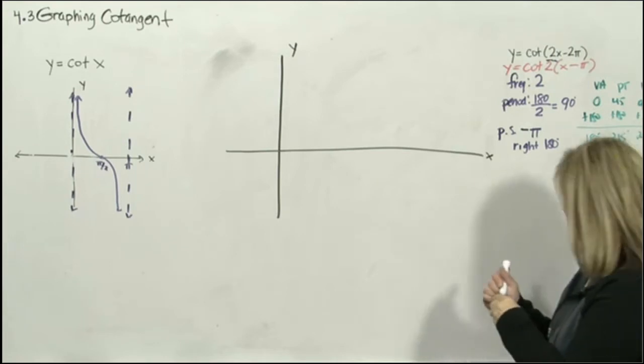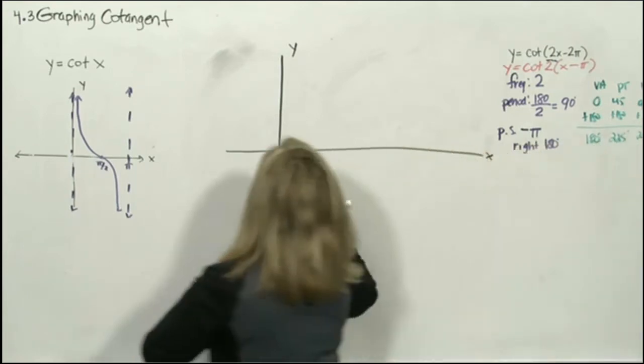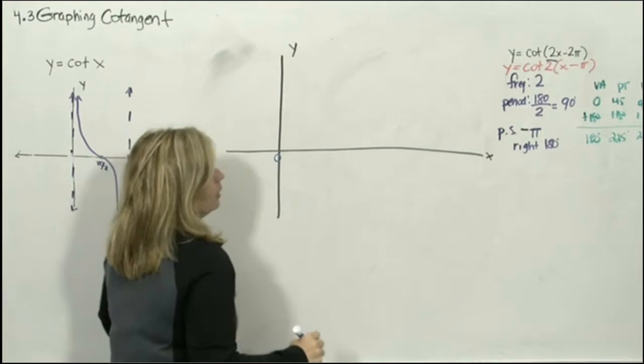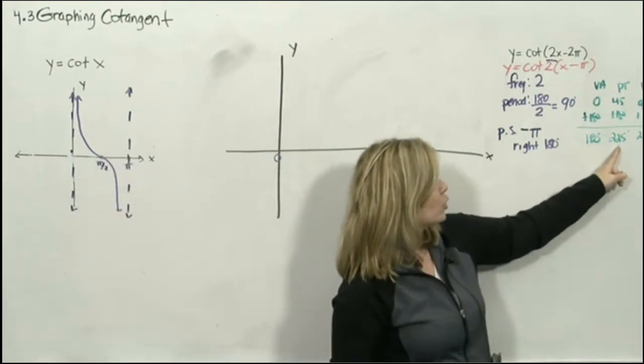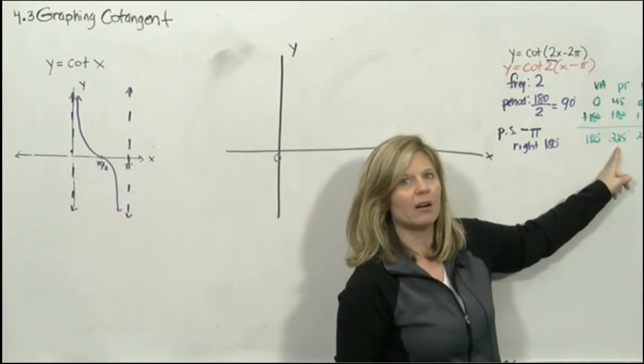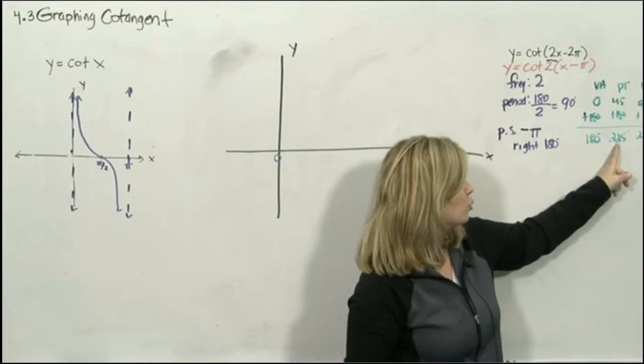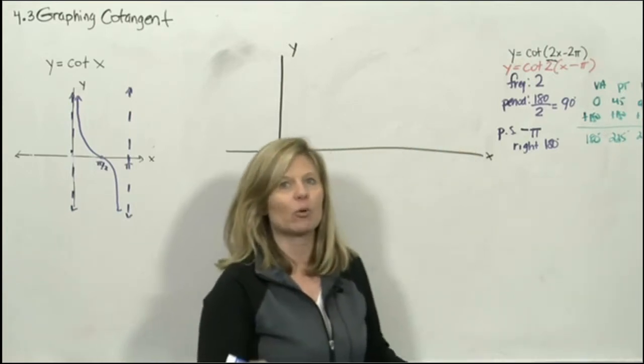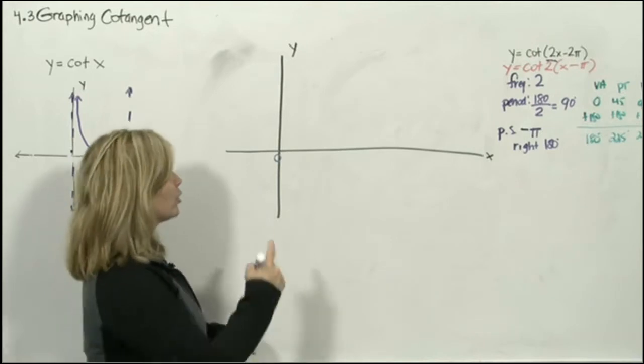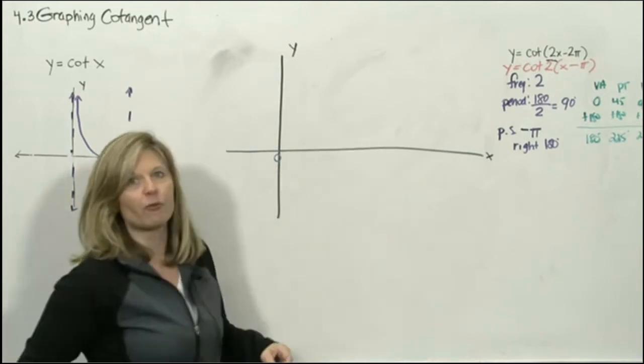Now, everybody look at me. I'm going to put the blue lines in. Here is 0. 180 to 225 is going up in an increment of 45 degrees. 225 to 270 is going up in an increment of 45 degrees. So what you're doing is you're going to label in increments of 45.